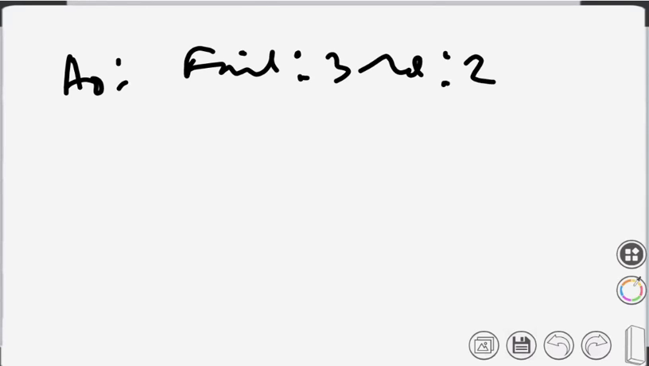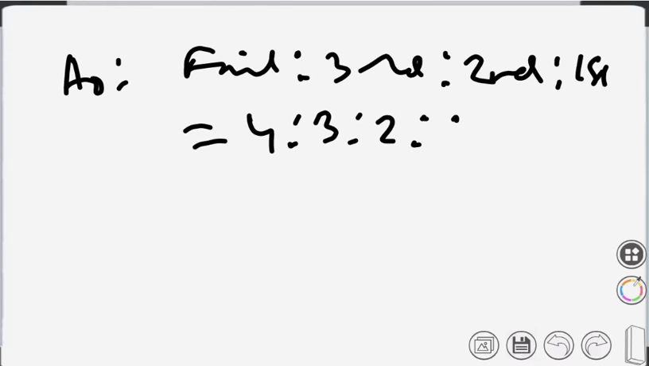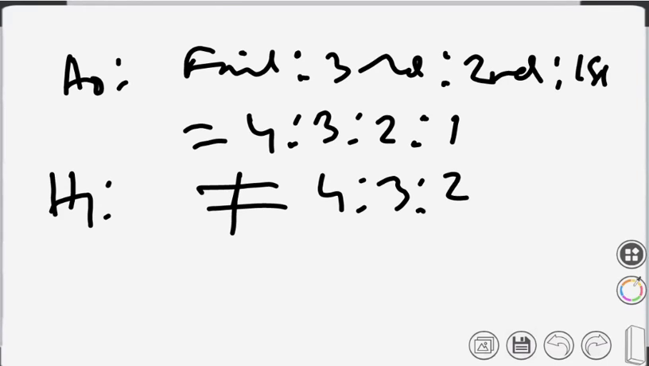Null hypothesis, we should write this: the ratio of fail, H2 third class, H2 second class, H2 first class is 4:3, 2:1. An alternate hypothesis is the ratio is not commensurate with this particular ratio. So ratio not equals to this 4:3, 2:1. So this is how we write.